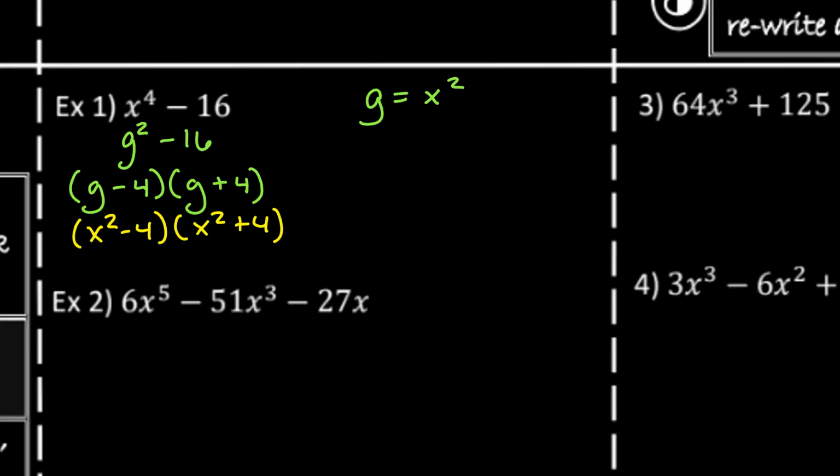There's a difference of squares in front. X squared minus 4. What can that x squared minus 4 be replaced with? X plus 4? What's the square root of 4? 2. Good. X plus 2 and x minus 2.